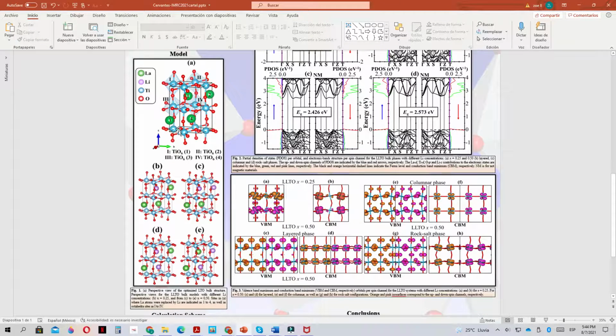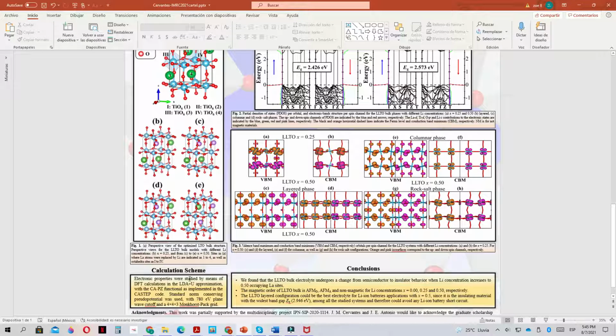Model. A reference computational model was built for the LTO orthorhombic crystalline structure based on experimental data. To model the bulk LLTO crystal, lanthanum atoms were replaced by lithium atoms in the LTO unit cell, and lithium concentrations were varied in the range from x equals 0 to x equals 0.5. So different LLTO bulk models were built.